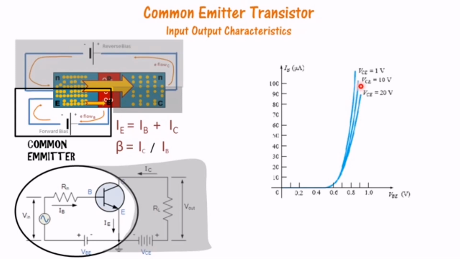We also notice that there is a small variation with respect to the collector emitter voltage. So when the collector emitter voltage is increased, the growth of the current is a little slower in the base emitter circuit, and that is because more electrons get pulled in the collector circuit when this reverse bias is increased.